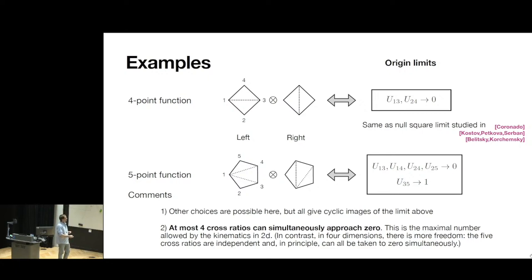There is always one line here, which is not, for instance, 3, 5, which is neither a chord here nor a chord there, and which has to go to 1. Okay.